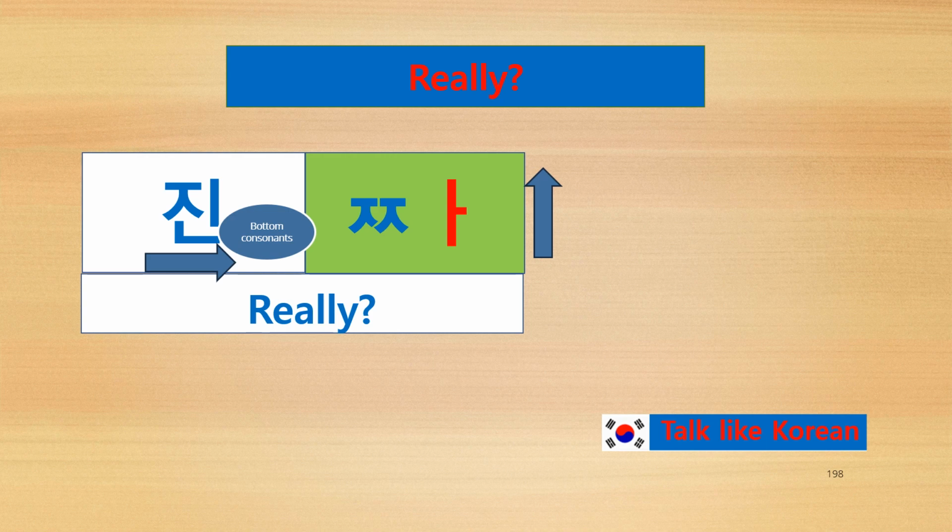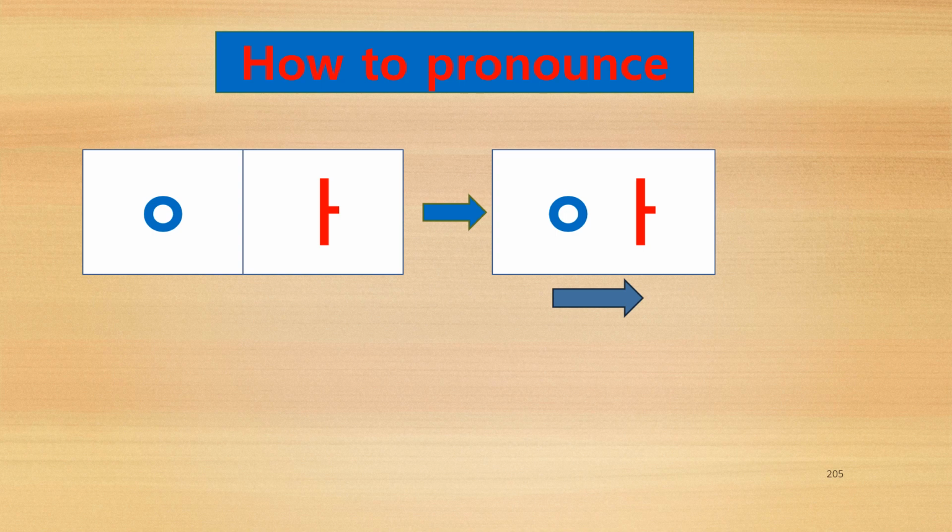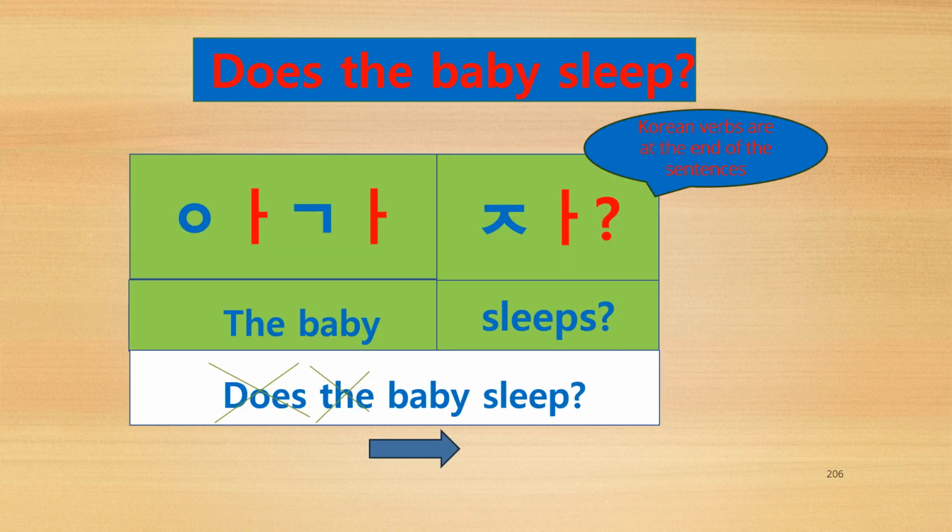진짜, so low tone and then high. 진짜. And then this one is the 아가 자, the baby sleeps. 아가 자. When you're asking a question, okay, tone up. 아가 자? But 아가 자. Raise your tone, okay, low pitch, so the baby sleeps.